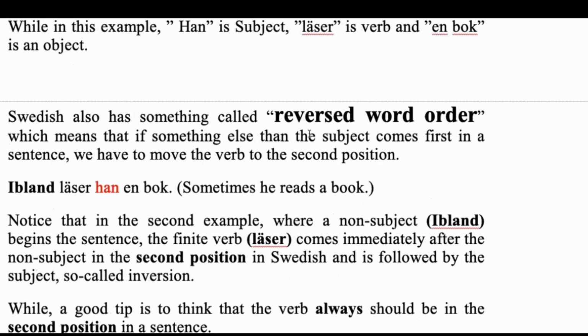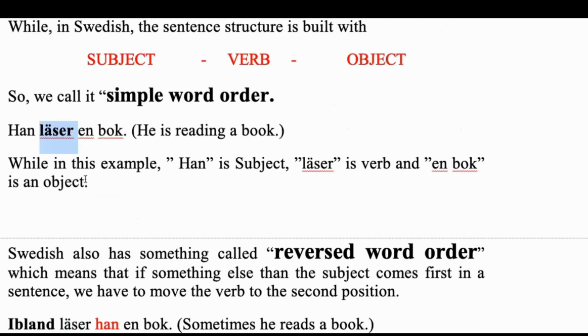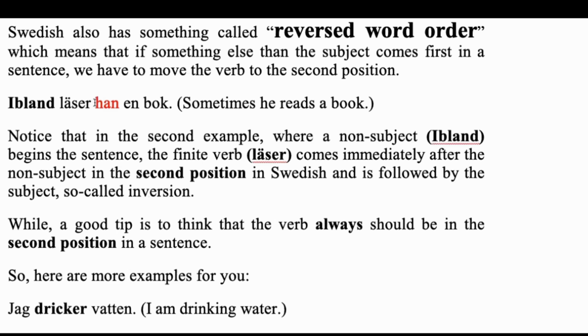This is a reversed word order where I place a non-subjective word at the start of the sentence. In this situation, my subject will suffer and move to the position right after my verb. The verb cannot change its place. It will always be at the second position, like here and here. So if you don't want to start the sentence with the subject, then you have to write a verb. For example, here, Ibland läser han en book. Sometimes he reads a book. So my subject can compromise in this situation, but the verb will never compromise. It will always remain at the second position.